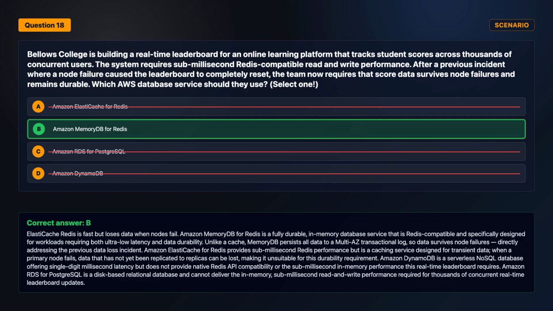Amazon DynamoDB is a serverless NoSQL database offering single-digit millisecond latency, but does not provide native Redis API compatibility or the sub-millisecond in-memory performance this real-time leaderboard requires. Amazon RDS for PostgreSQL is a disk-based relational database and cannot deliver the in-memory, sub-millisecond read and write performance required for thousands of concurrent real-time leaderboard updates.